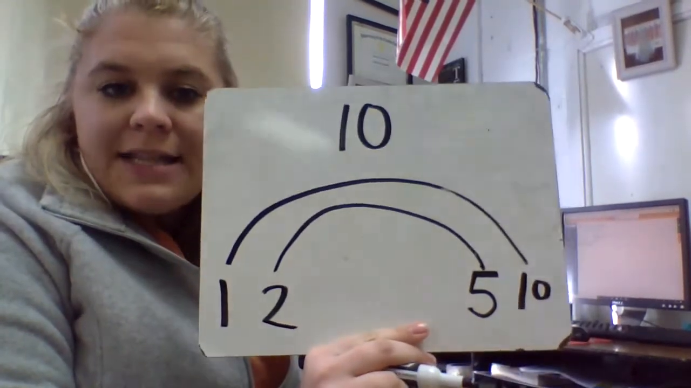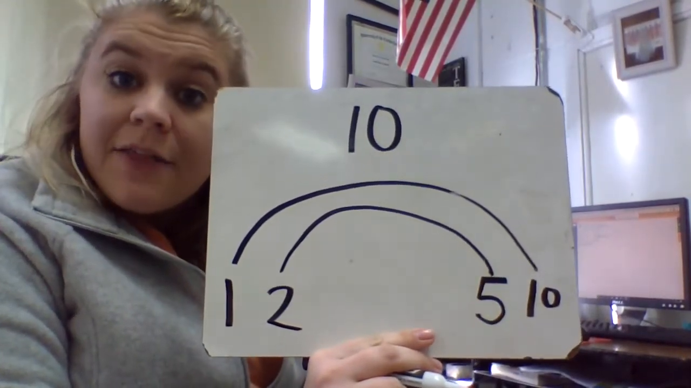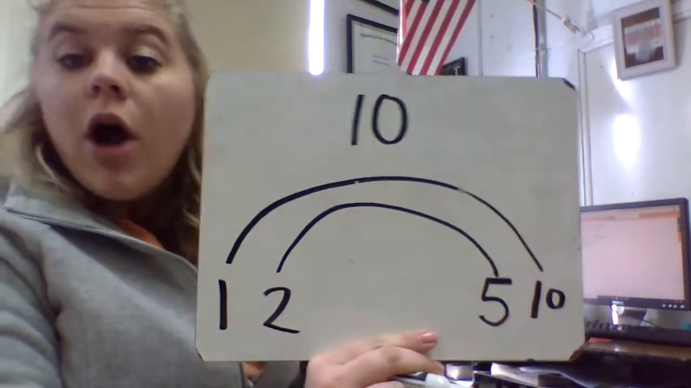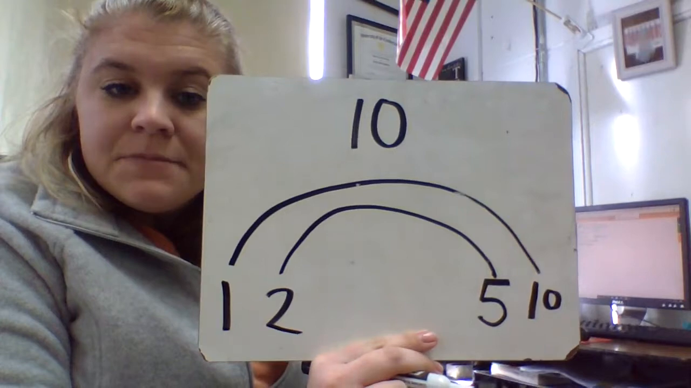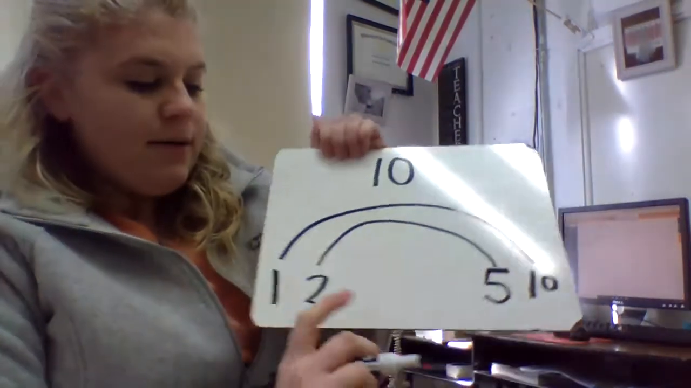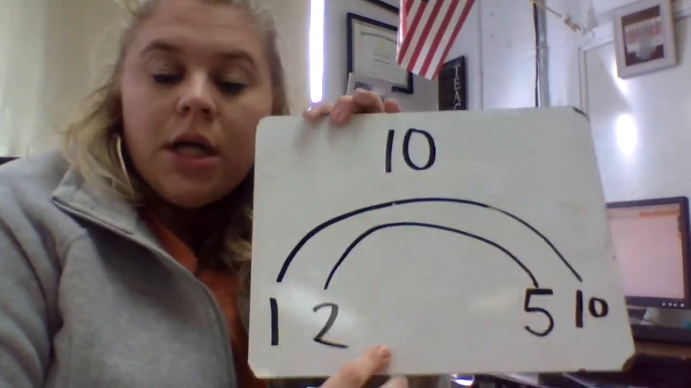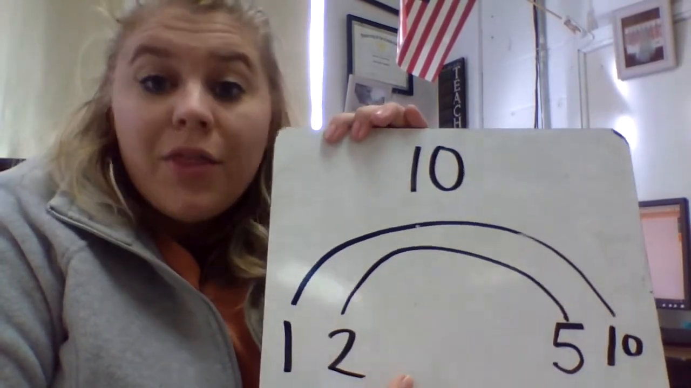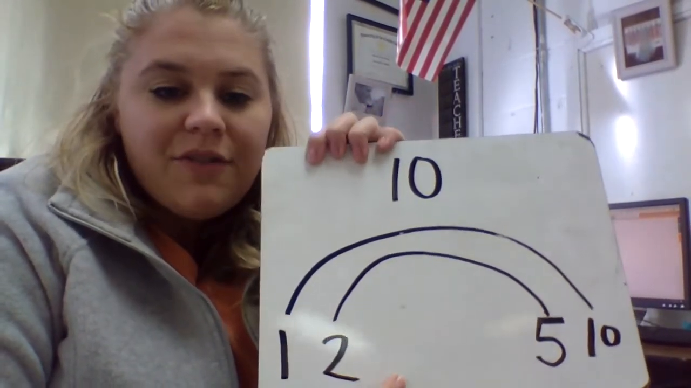So I can connect that. So there's another factor pair. 2 and 5 are a factor pair for 10. Now I'm going to try out 3 because 3 would come after my 2. I know that I can't multiply. There's nothing. 3 times no other whole number gives me 10. So 3 is not a factor.